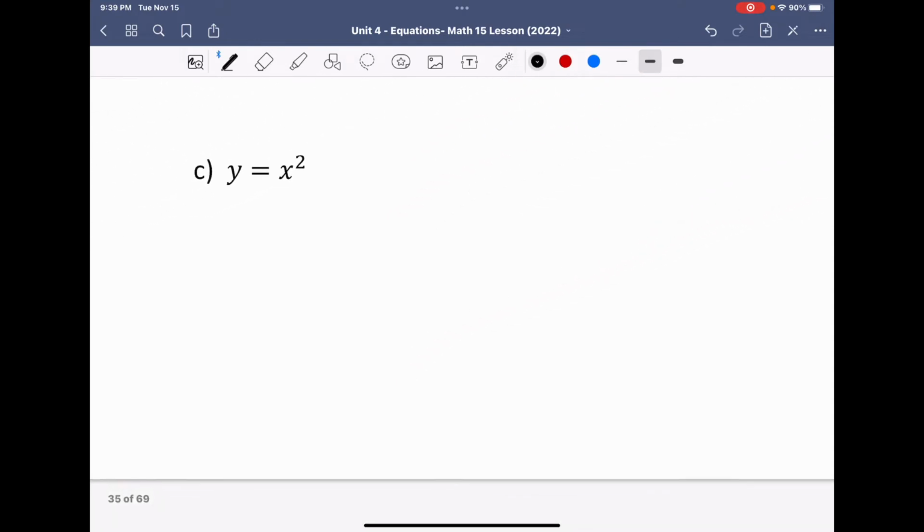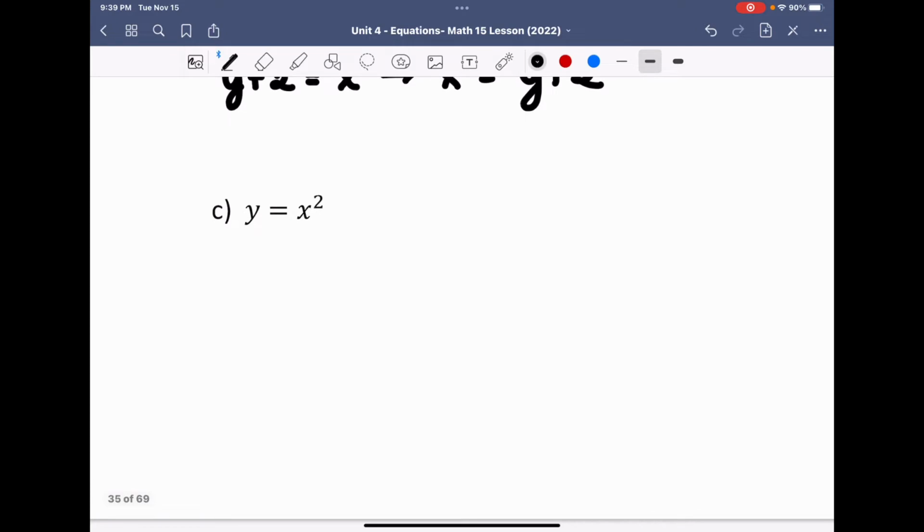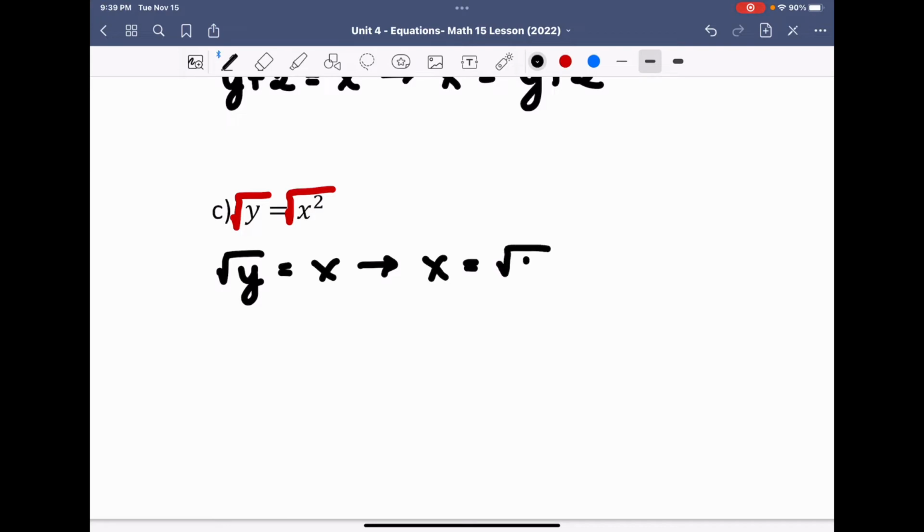All right, going down to C, we have y equals x squared. Something squared, the opposite operation is to square root both sides. So I'll square root both sides. This becomes square root y is equal to x. And yet again, I can write x on the left is equal to the square root of y. I can exchange them across the equal sign as long as I keep all the terms constant here and realize that these are both congruent or equivalent forms.